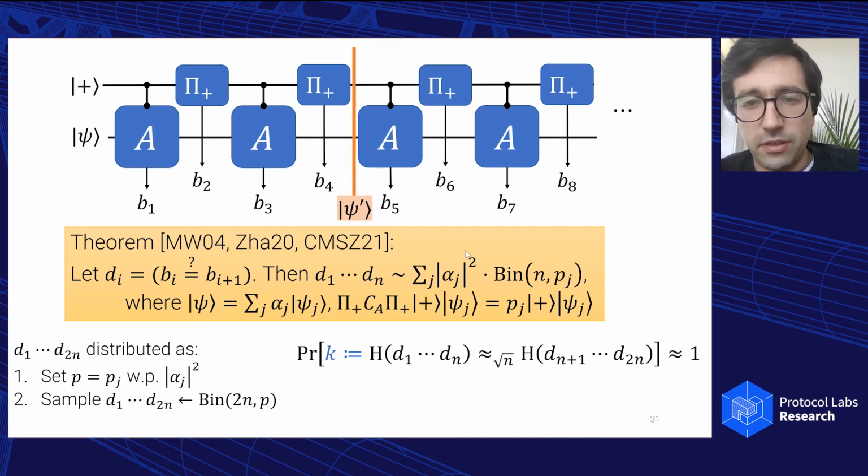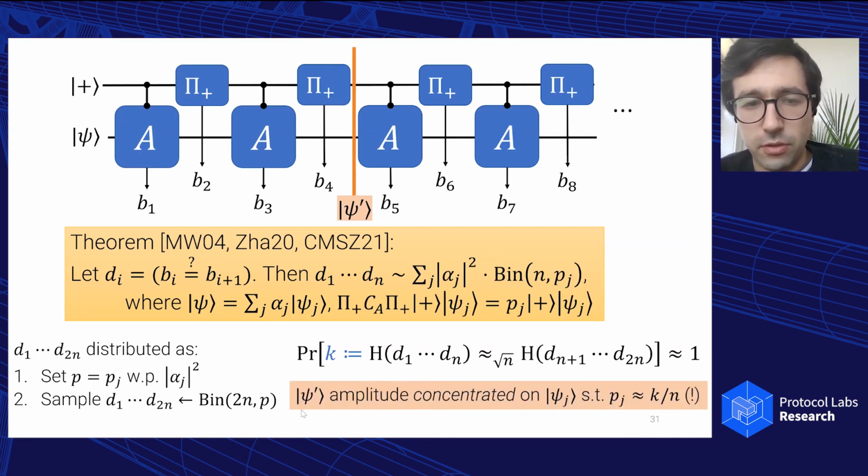In particular, the alpha j's that correspond to the estimate that I got in the first half of the procedure have been amplified a lot. So they should be close to 1. And all of the other alpha j's have been attenuated. So the amplitude of this state in the middle is concentrated on these basis vectors psi j that have good value, good eigenvalue.